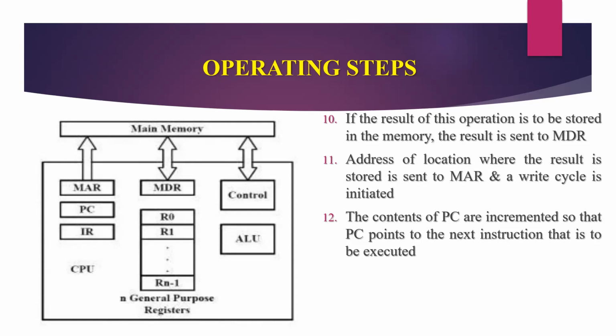The last step: the content of PC is incremented. The PC points to the next instruction that is to be executed. Now the instruction is over, so again we have to fetch another instruction. How to fetch another instruction? With the help of the program counter, because the program counter is the starting point. Now the program counter points to the address of the next instruction, so that program counter will be incremented automatically.